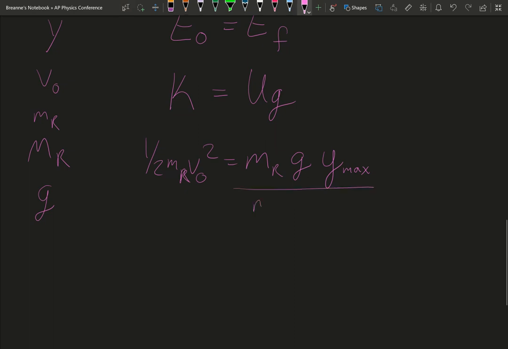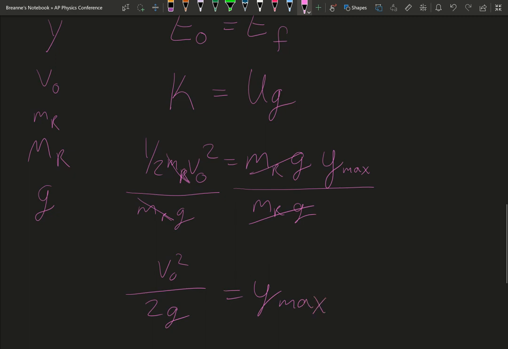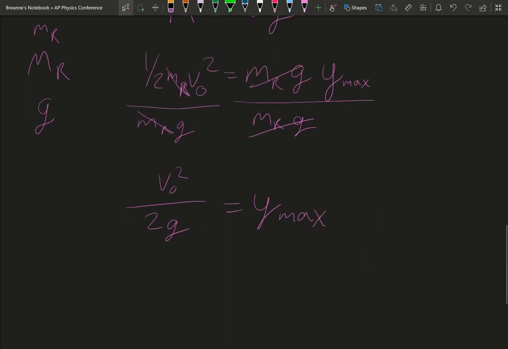So we're going to go ahead and divide by this. Guess what happens to your masses? They cancel. That's why mass doesn't matter. And you have your v naught squared divided by 2g equals your maximum height.